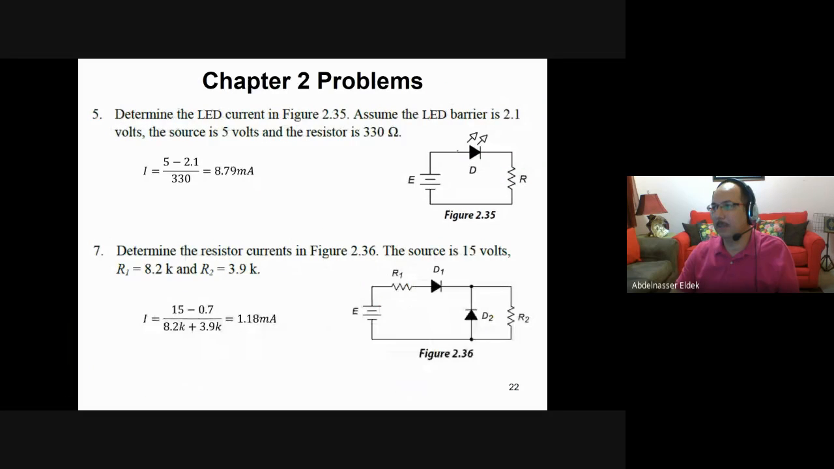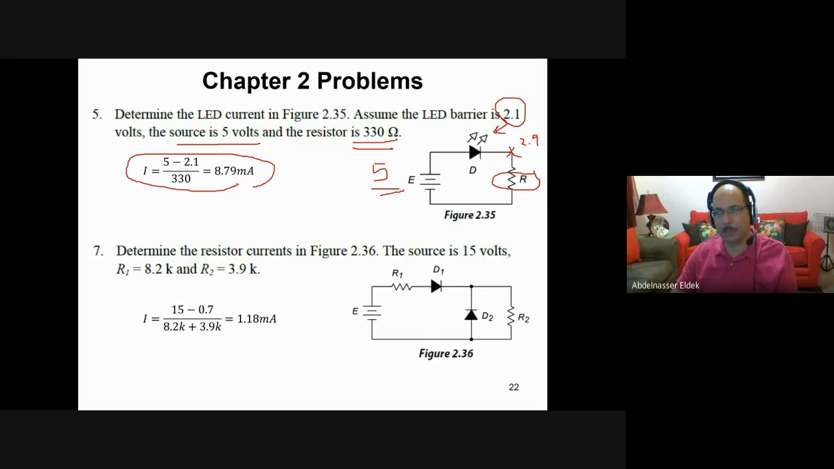For this one, we have a light emitting diode, and the supply voltage is 5 volt. The light emitting diode has a 2.1 volt forward bias. Of course, if you have 5 volt here, then the voltage across the resistor will be 5 minus 2.1, that's 2.9 volt. Then the current will be 2.9 divided by the resistance, which is 330 ohm. So the current is 5 minus 2.1 divided by 330.